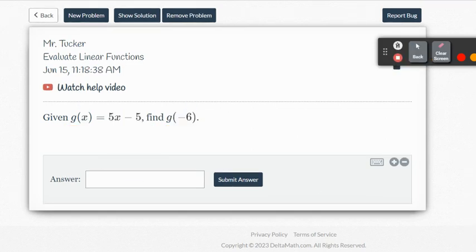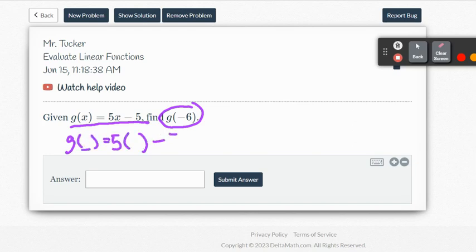On this next example, we've got g of -6. So, a different g function. Again, I see these as little placeholders: g of something equals 5 times something minus 5. In this particular case, my something is -6. So -6 goes here and here.